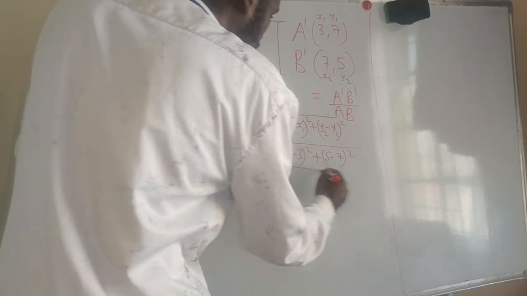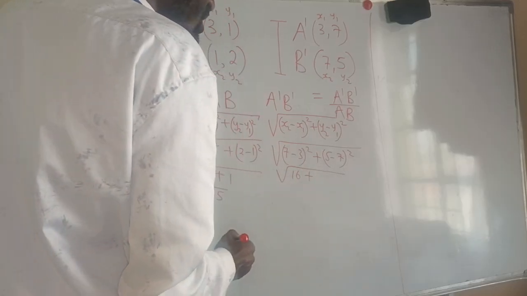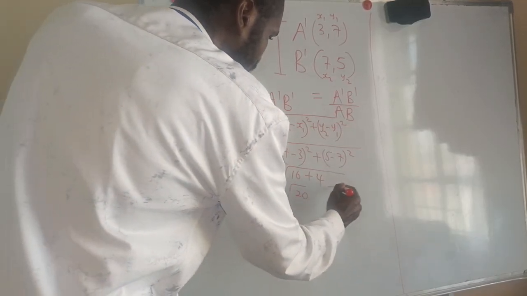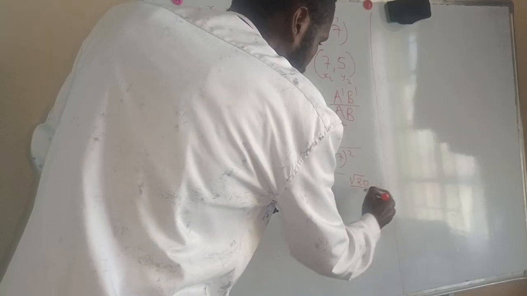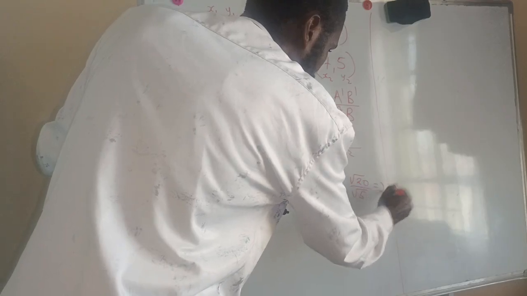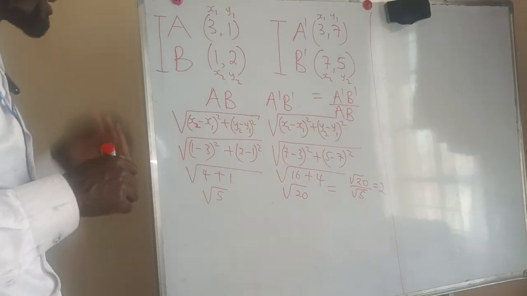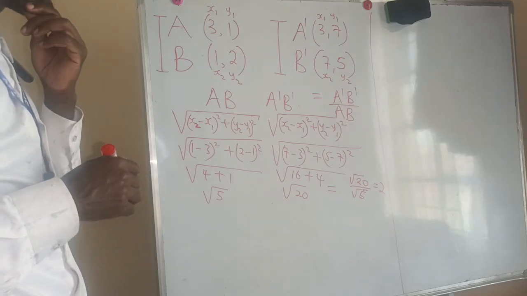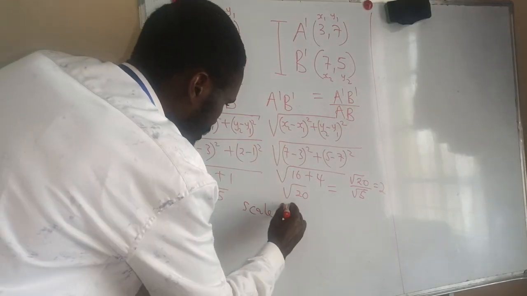So then you can come here and then have square root of 7 minus 3, that is 4. 4 squared, that is 16. 5 minus 7, that is negative 2. Negative 2 squared, that is 4. So that gives us root 20. So for us to get the enlargement scale factor, we say image over object. So we shall have root 20 over root 5, sorry. And the answer is 2. So if you take root 20 over root 5 in the calculator, you should be able to get 2 as your enlargement scale factor. So our enlargement scale factor is 2. So we are supposed to get the center of enlargement.